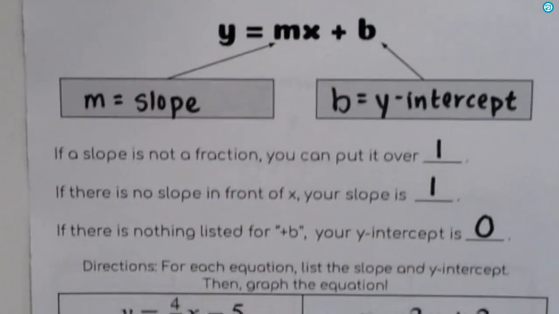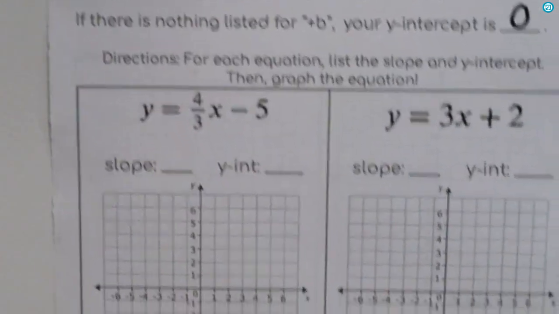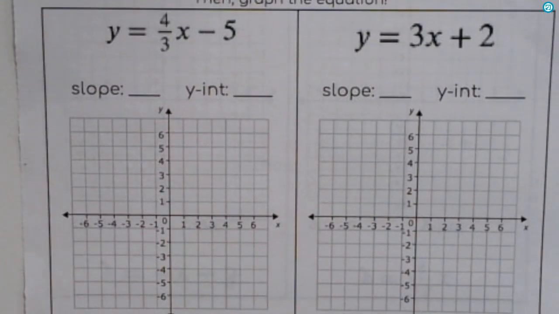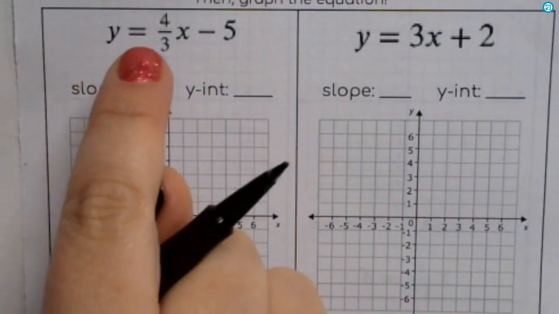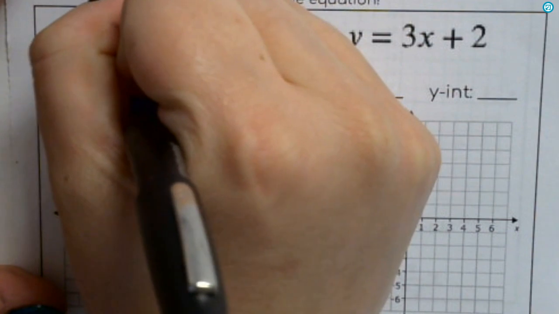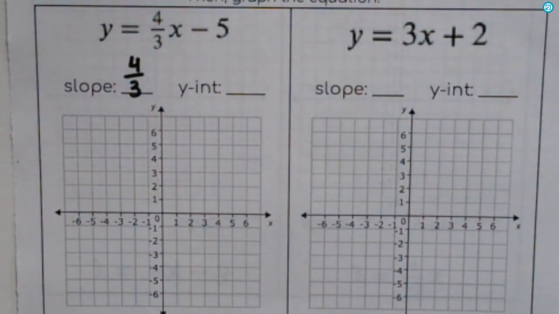Moving down. It says, for each graph, list the slope and y-intercept, then graph it. Y equals 4/3 x minus 5. So in our equation, y equals mx plus b, my m is 4/3, that's my slope. My b is my y-intercept. My y-intercept is -5. Since it's minus 5, it's -5.